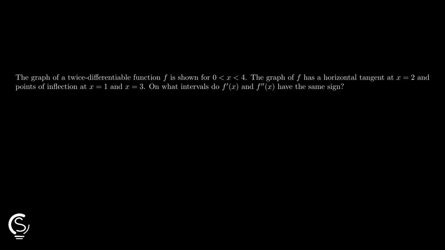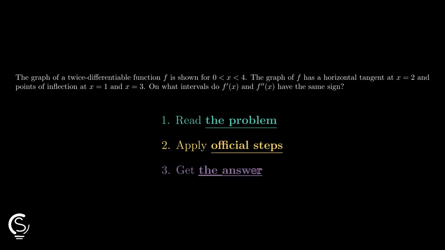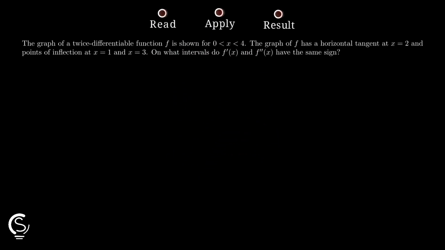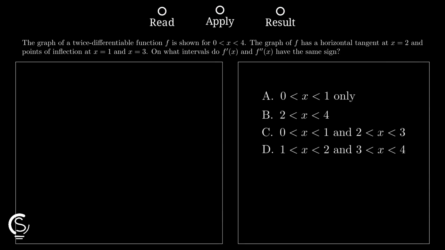Let's level up. Calculus graphs can be tricky, but we will find where the first and second derivatives share the same sign in just 3 quick, easy steps. First, look at the slope to find the sign of the first derivative. The function is increasing from 0 to 2, then it starts decreasing for the rest of the graph.